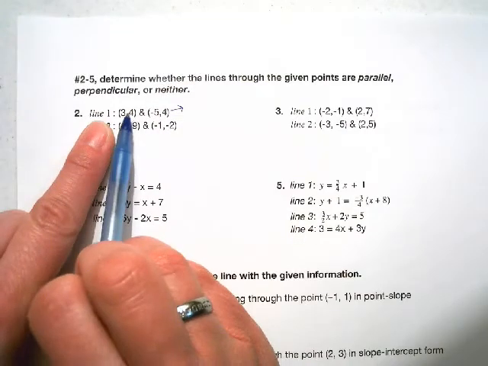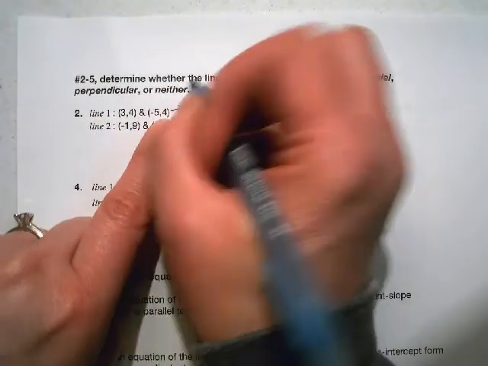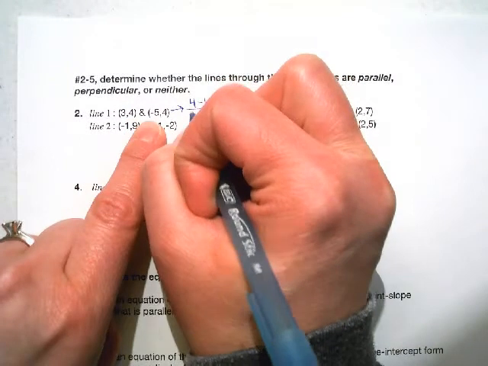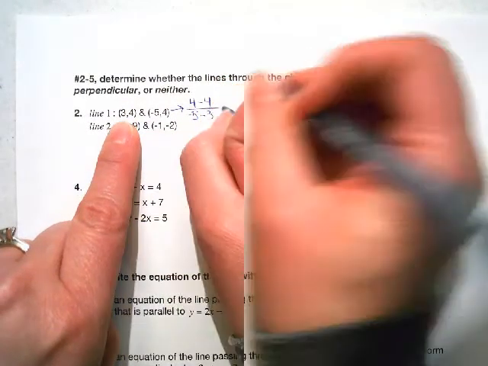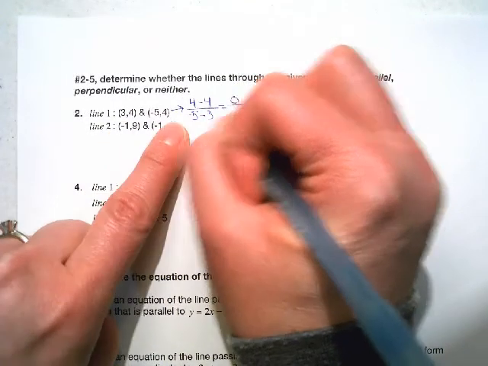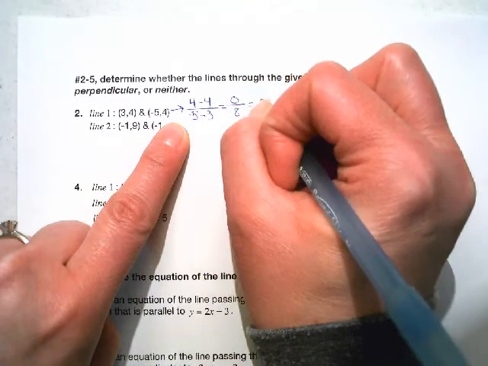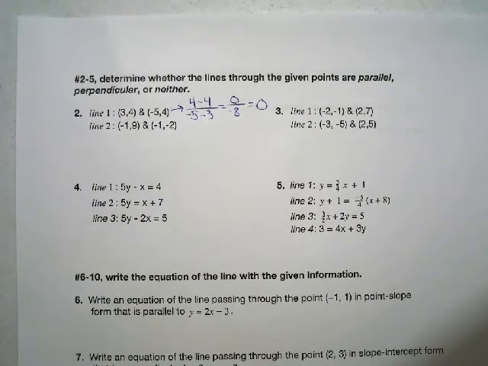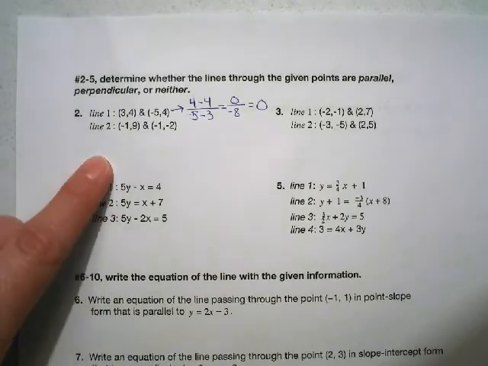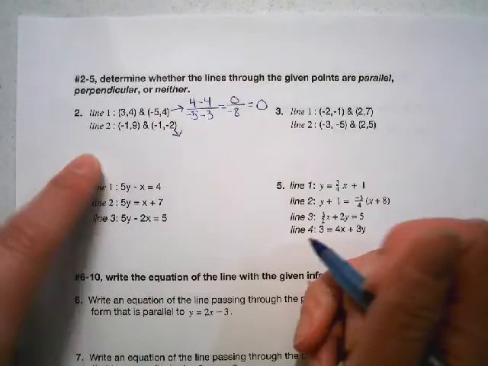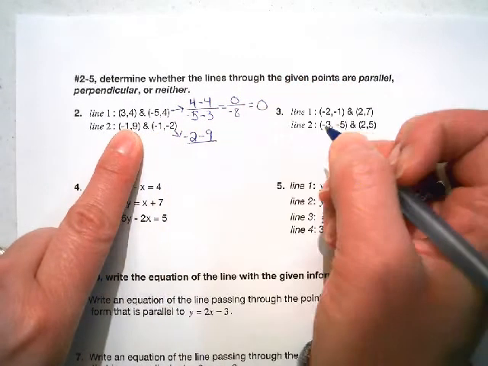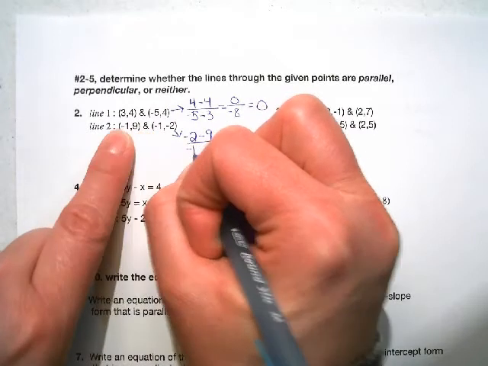We'll do number 2. We need to calculate the slope. So I'm going to use this as my first and my second. So I'm going to start 4 minus 4 over negative 5 minus 3. So that's 0 divided by negative 8, which is 0. And it's okay to have 0 on the top. It's when you have 0 on the bottom that it's bad. So this is okay.